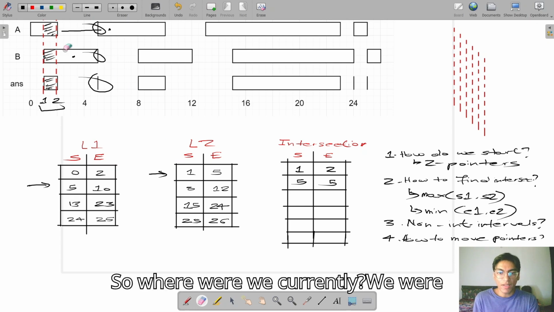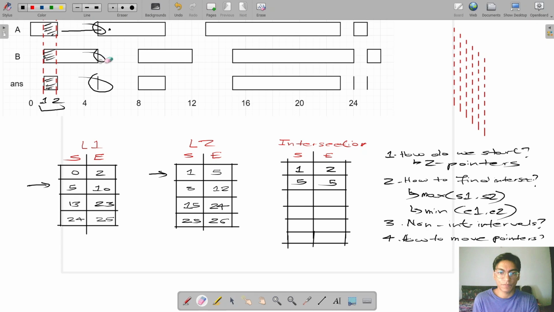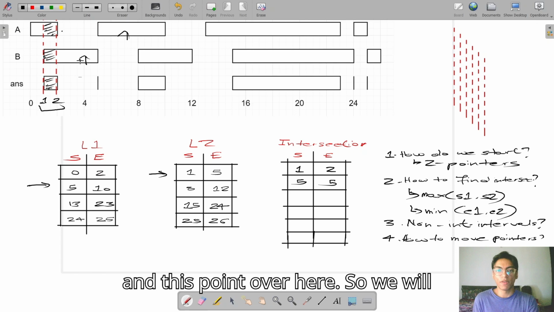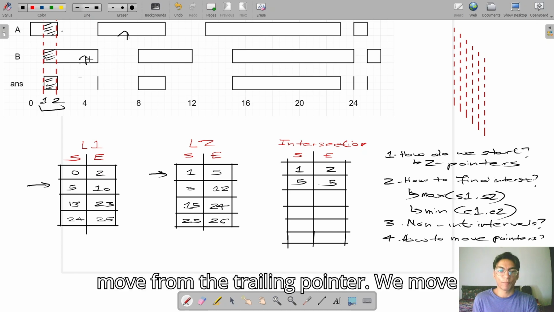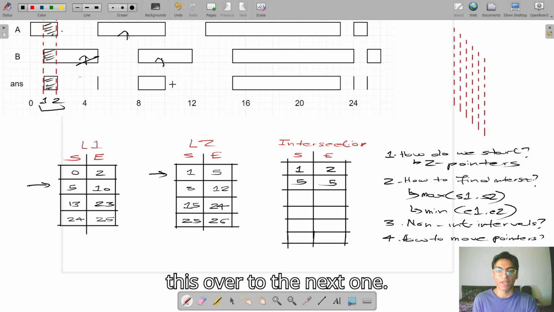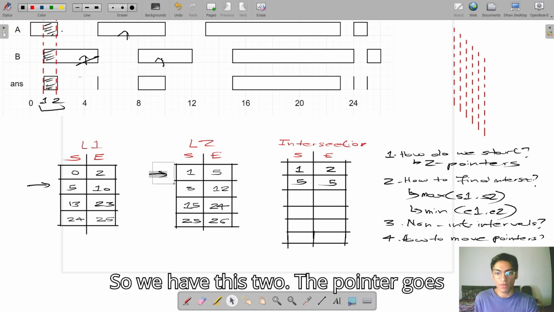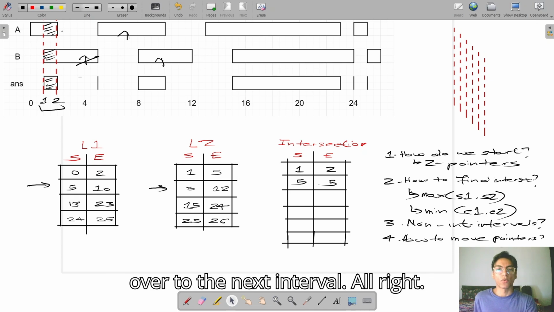So where were we currently? We were currently at these 2 points. We were at this point over here and this point over here. So we will move from the trailing pointer. We move this over to the next one. So we have list 2. The pointer goes over to the next interval.